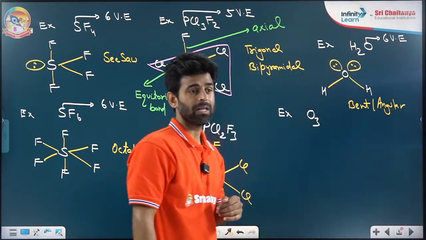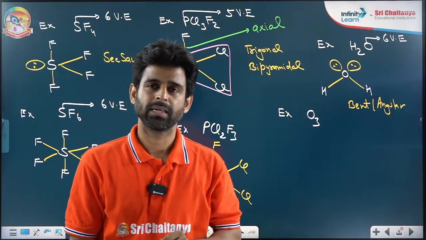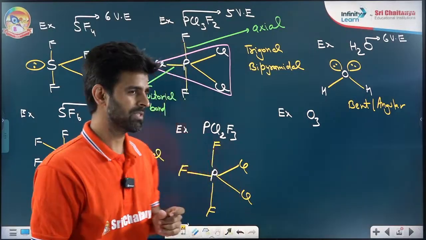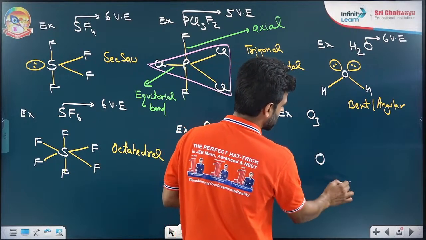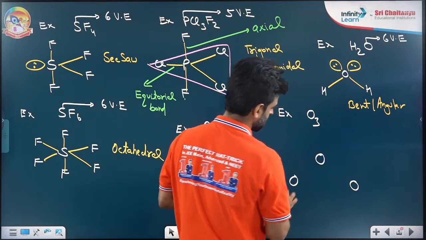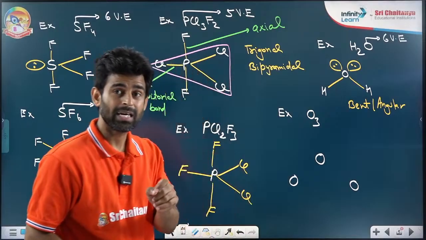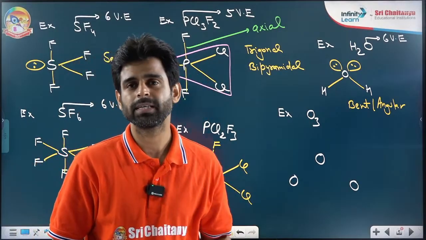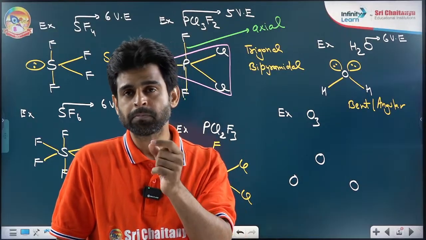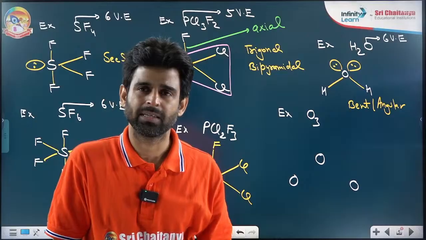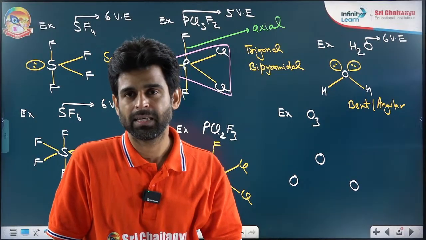Clear? Now if you go for O3, in O3 the central element is also oxygen and the surrounding element is also oxygen, right? In this case, we have some special point in this structure. We have to be a little bit careful, okay?